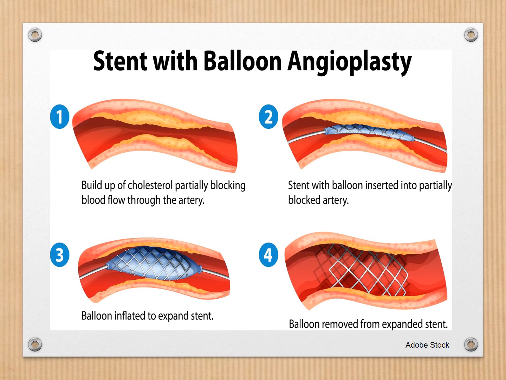This is where the balloon alone is inserted into the partially blocked artery and is repeatedly inflated and deflated to squash the cholesterol back onto the artery wall, making the coronary artery wider than previously. This is then removed without any stent being deployed.